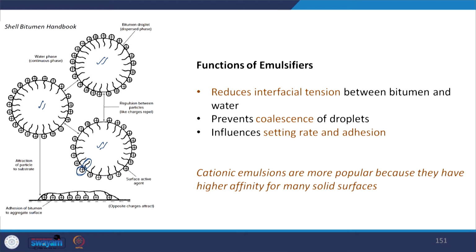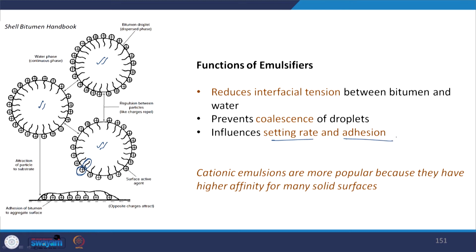These functions include reducing the interfacial tension between the bitumen and water, which we just talked about. It prevents coalescence of the droplets, which is also very obvious. We can understand it from the picture shown aside: since it imparts like charges around the bitumen particles, these bitumen particles do not come close to each other, rather they have some repulsive forces between them. An emulsifier also influences the setting rate and the adhesion.